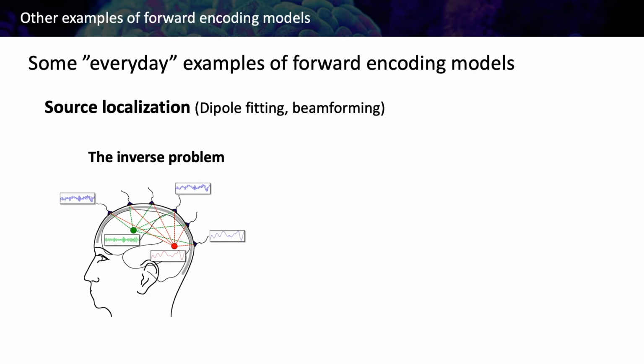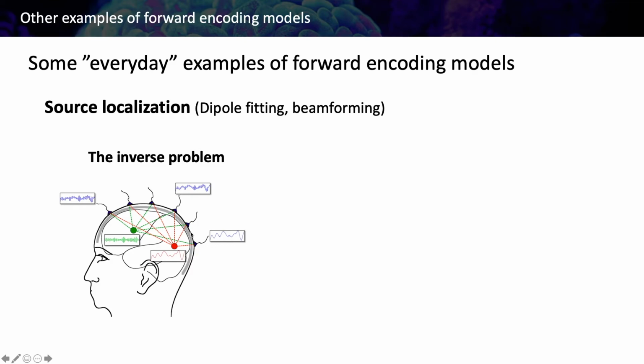Another everyday example of the use of forward encoding models is source localization. For source localization, we apply dipole fitting or beamforming, which is some kind of forward encoding model. And as you know, in the inverse problem, what you want to do is to localize where the sources are that are causing the activity registered in these external electrodes, right?